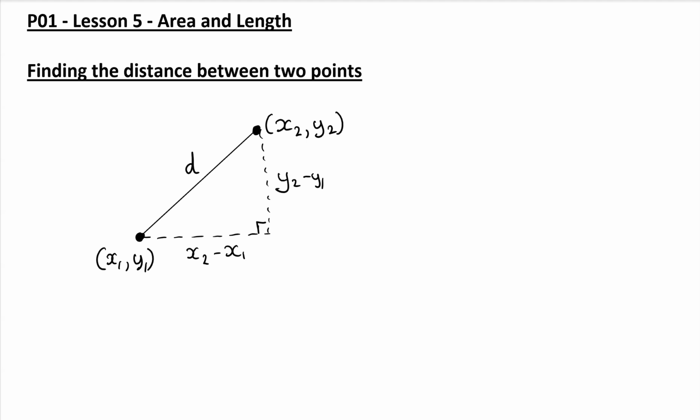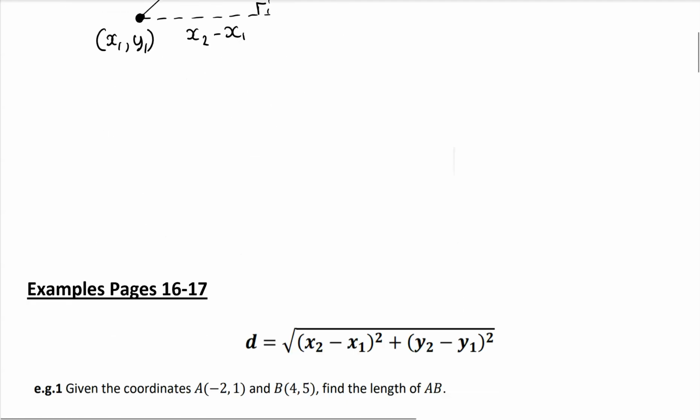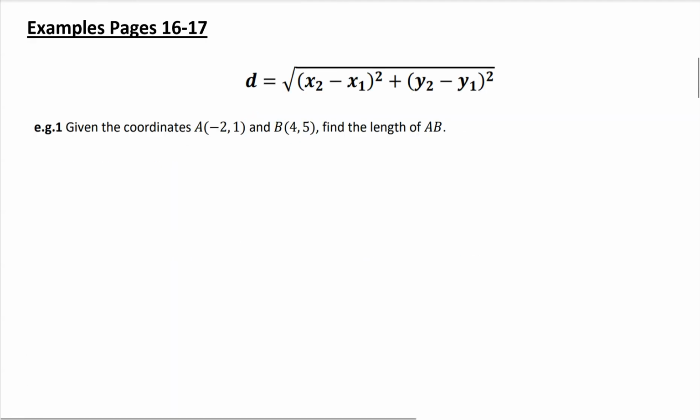Then we can just use Pythagoras' theorem to find out what this distance is going to be. So I square the two shortest sides. So I square x2 minus x1 and y2 minus y1, add them together, and then square root to find what d is. So here is the formula we would use.